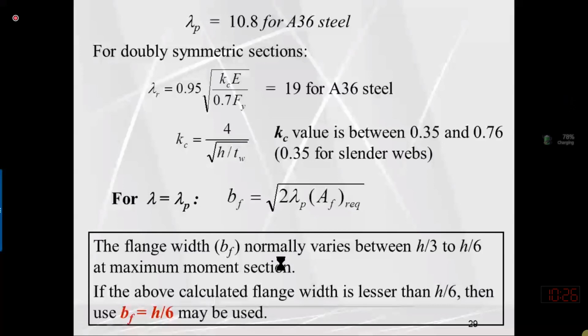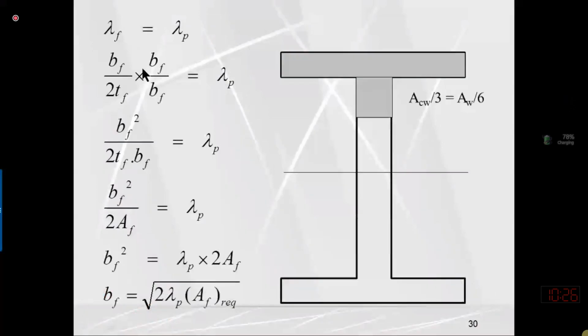So lambda f value is equal to bf over 2tf. We are multiplying and dividing this factor by bf, and we are equating that our plate should be compact. Anyhow, they may be non-compact, but we are determining the bf value by assuming that the plate would be compact. So bf multiplied with bf is equal to bf square, and bf into tf will be multiplied, so that is equal to the area of the plate.